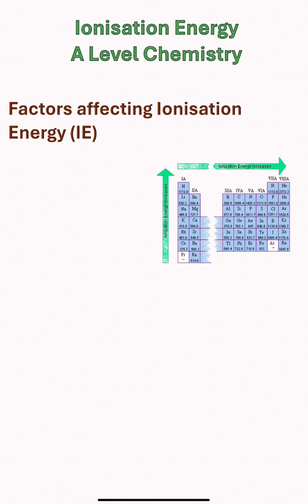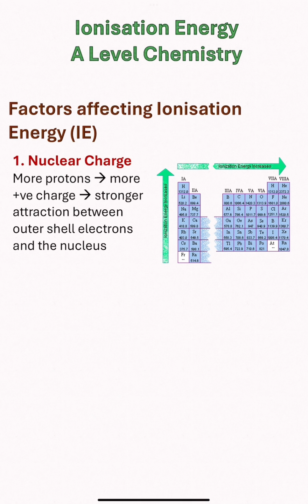So what are the factors that affect the ionization energy? You can predict the ionization energy, whether it's going to be higher or lower, if you compare different elements within the same period or within the same group. So there are three factors that affect ionization energy. The first one is the nuclear charge. And the nuclear charge here means the number of protons inside the nucleus. So if there are more protons, that means there will be more positive charge and there will be stronger attraction between the outer shell electrons and the nucleus.